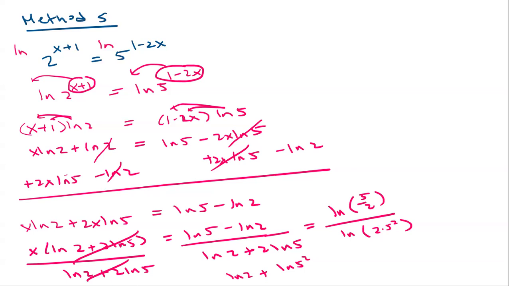Okay, so let's simplify this a little bit more. ln of 5 over 2 is the same thing as ln of 2.5. And then 5 squared, that's just 25, and then 2 times 25, which gives us 50. So the bottom there is ln of 50.